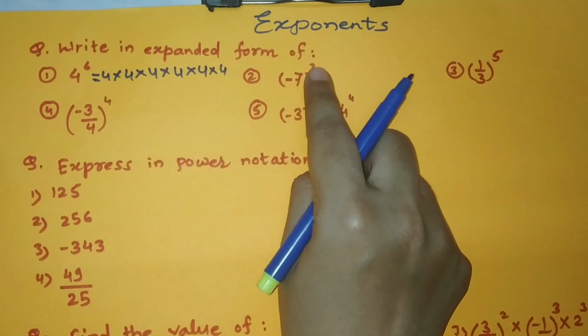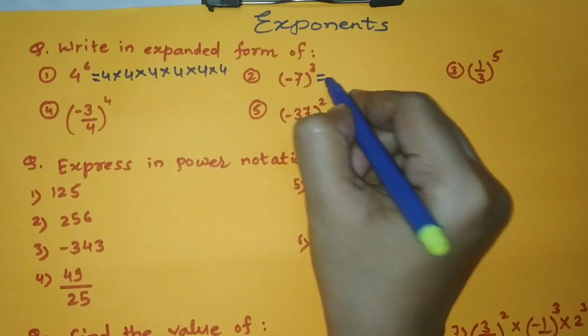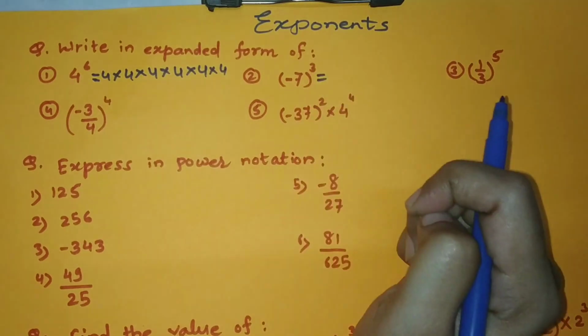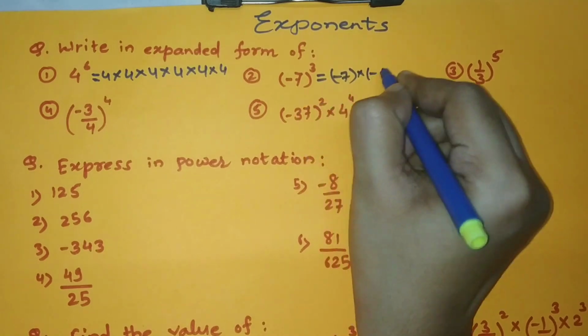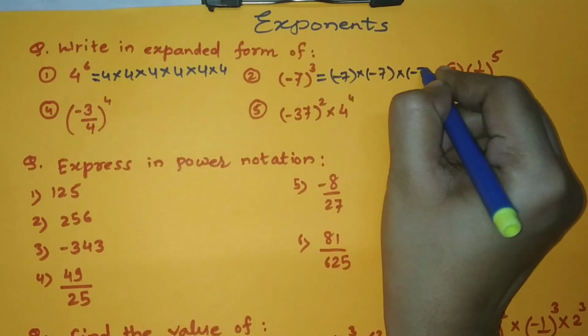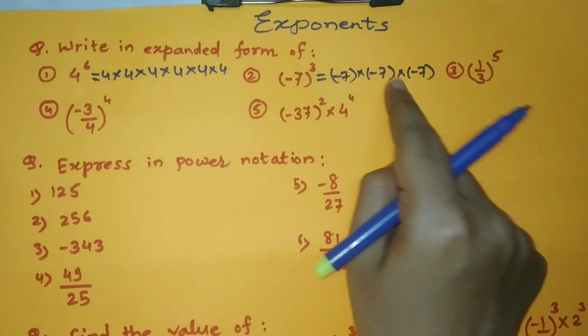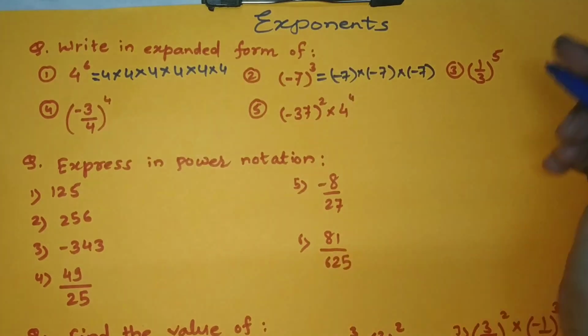Next is minus 7 to the power of 3. This means minus 7 is going to multiply itself 3 times. That is, minus 7 into minus 7 into minus 7. If there is a negative number, you can put them in a bracket.